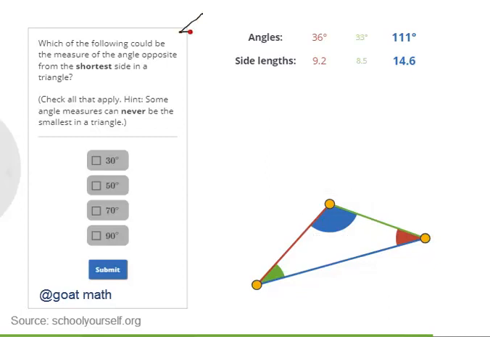Okay, so next, give this question a shot. Which of these could be the measure of the angle that's opposite from the shortest side in a triangle? This is a tricky question, so feel free to ask for a hint if you need it.